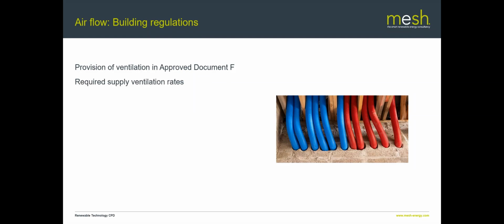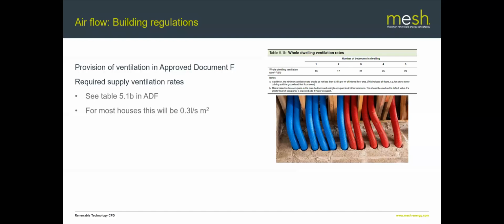So part F tries to cover that, and gives you a number of required supply ventilation rates, and those are shown in table 5.1b. And I've put a copy of table 5.1b in the top right hand corner there. It will be far too small for you to read, but obviously that's the sort of key table in ADF for MVHR.